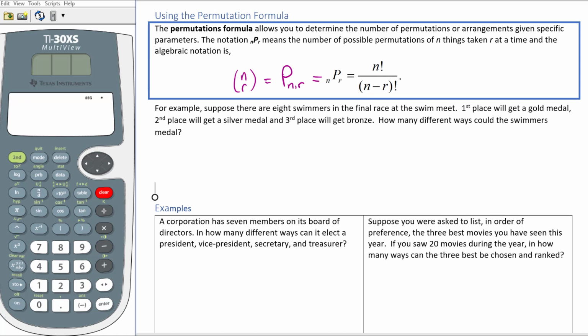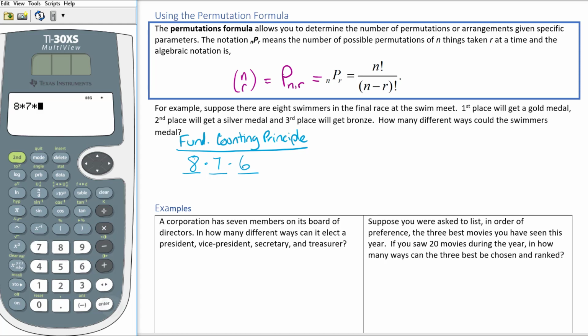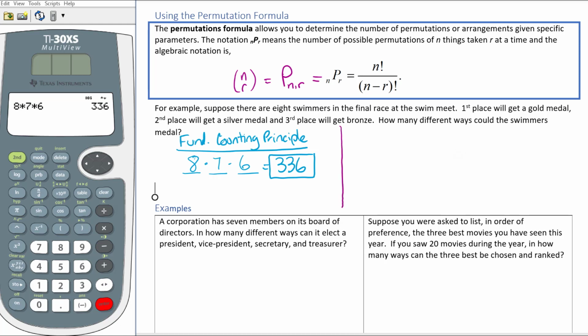So if I'm using the fundamental counting principle, I would note that there are 3 spots. There are 8 swimmers, so we have 8 swimmers times 7 swimmers times 6 swimmers. And then we take 8 times 7 times 6. And that's going to get me 336 different ways that the 8 swimmers could actually medal first, second, and third place. Now I'm going to show you how to use the formula.